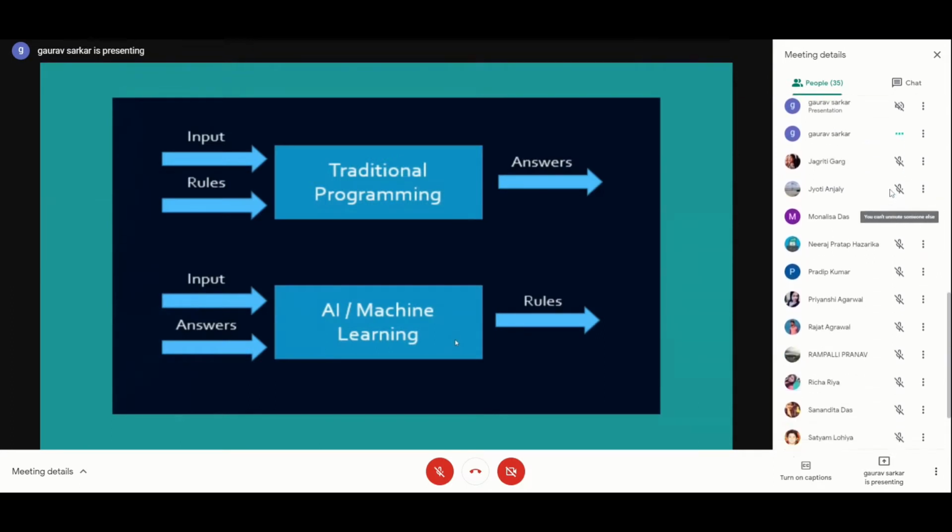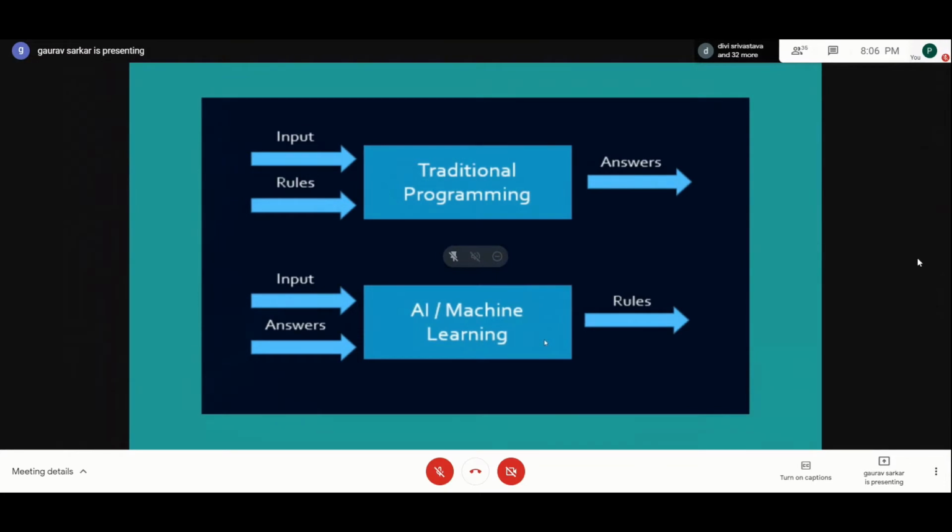So let's first start with traditional programming and machine learning and understand the difference between them. Am I audible? Yes. Okay, so let's just start.